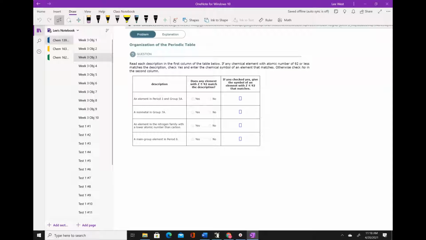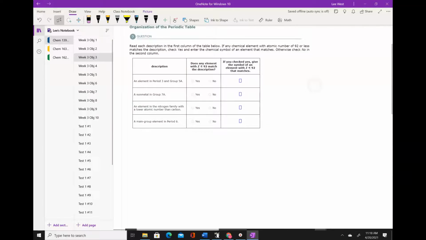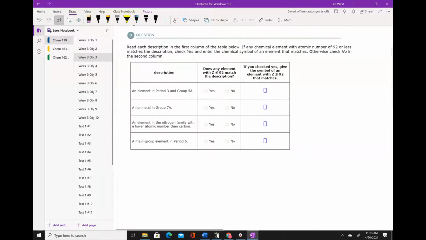Okay, organization of the periodic table. So we need a periodic table again. You said you might prefer to use the Alex one. It doesn't really matter. It says read each description in the first column of the table below. If any chemical element with atomic number 92 or less matches the description, check yes and enter the chemical symbol of the element that matches. So we want the symbol, not the name. Otherwise, check no, and then we're going to leave the second column blank. So let's just decide yes or no.